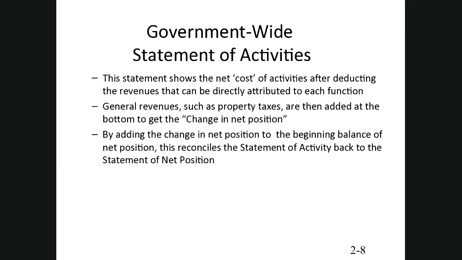Now, the government-wide statement of activities, this is the income statement, if you will, of the entire government. And it is prepared on a net cost of activities format. So essentially for each type of function, you have the expenses listed minus certain things called program revenues, and then you have a result of that, and then general revenues added to give you a net position.